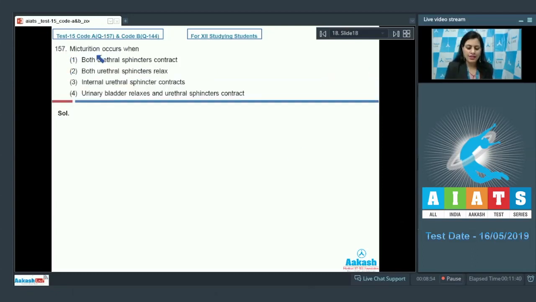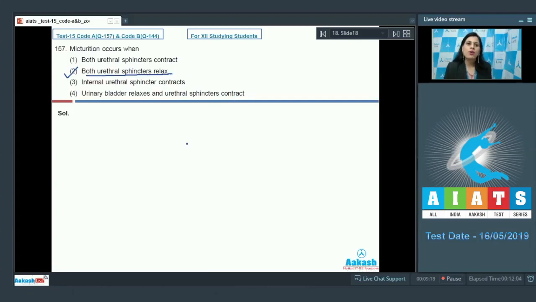Question number 157. Micturition occurs when? And the options are both urethral sphincters contract, both urethral sphincters relax, internal urethral sphincter contracts, urinary bladder relaxes and urethral sphincters contract. And the correct answer to this question is option number 2, both urethral sphincters relax.